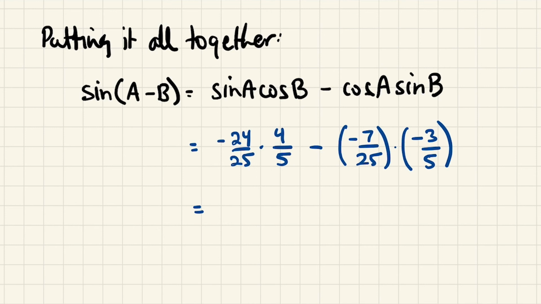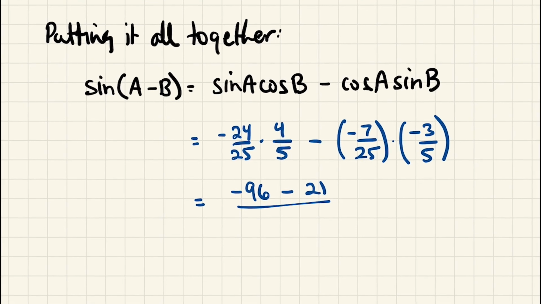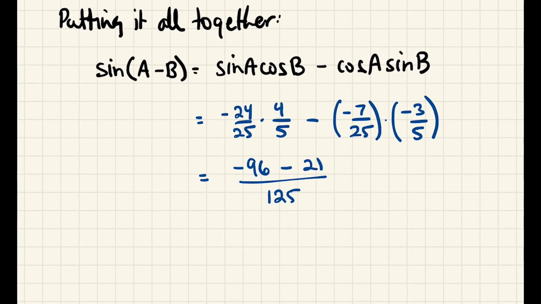Okay, so negative 4 times 24 is negative 96. And then negative 7 times negative 3 is 21. This is all over 25 times 5, which is 125. So negative 96 minus 21, that's negative 117 over 125. So there's our final answer.